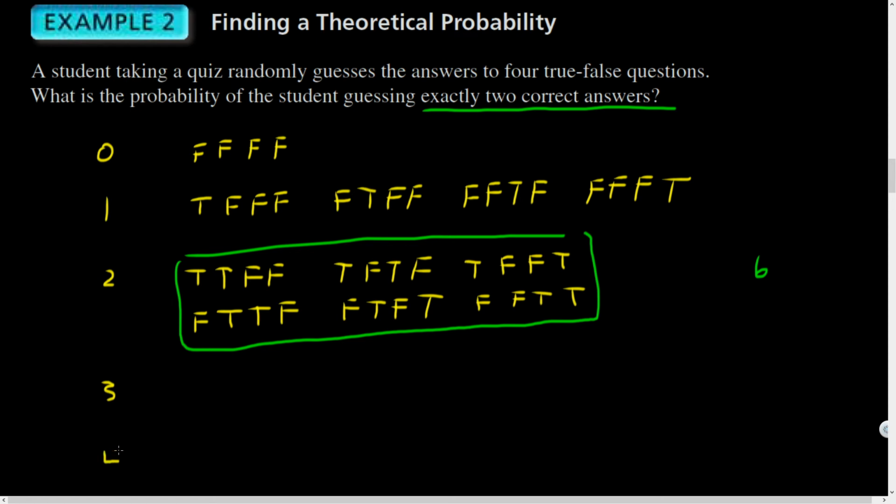And then for 3 or 4, I think they're going to be very similar. 4 is going to be all trues, which is one possible way that occurs. And then here, this is 3 trues. True, true, true. It's going to be the same. It's going to be 4 again.